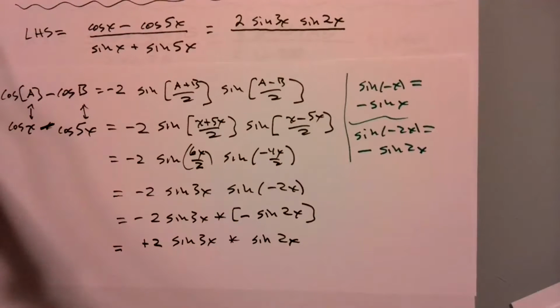Now we've got to also do the bottom. So that's sine x plus sine 5x. So I need sine A plus sine B to make that work. So I'll give you a minute to get this copied down. And then we'll see what we get there. So we'll go ahead and put those values.